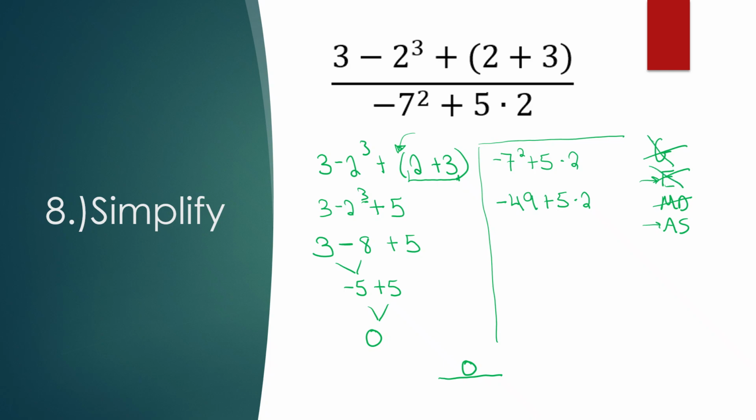I'm done with my exponent. Do I have multiplication and division? I certainly do. It's right there. I get negative 49 plus 10. I'm done with that, and now I do my addition and subtraction, and I get negative 39. That is my denominator. Anytime you have a 0 in the numerator, the entire answer is 0. So that is what it simplifies down to.